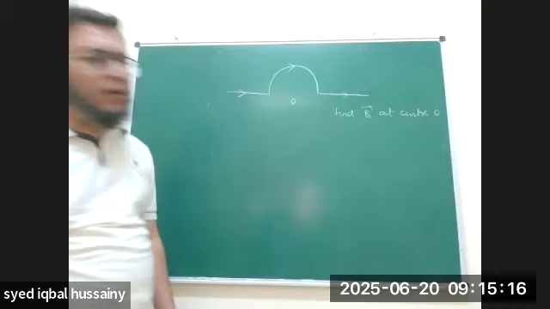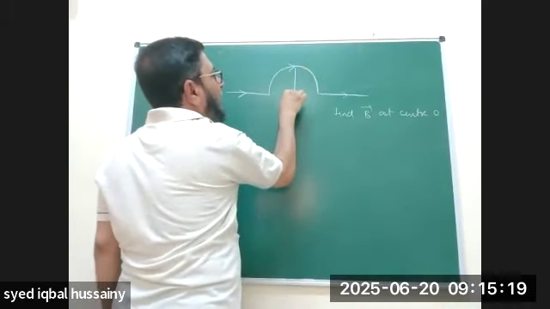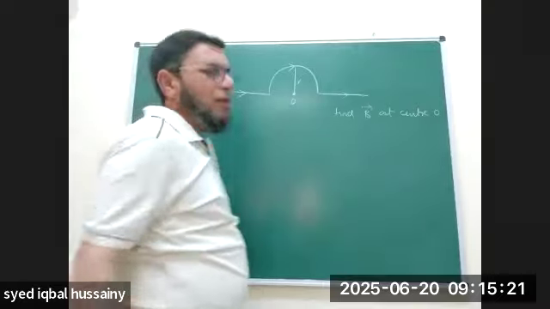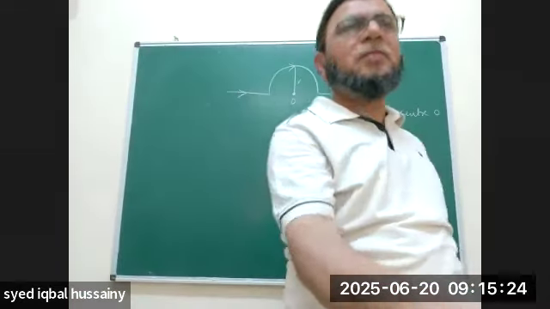Nothing else is given. Radius is R, given. Find the magnetic field at the center O. Yes, shoot up the answer.